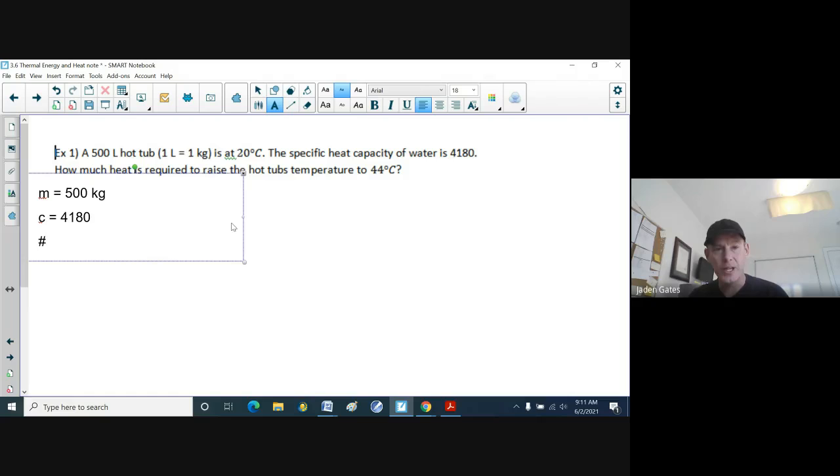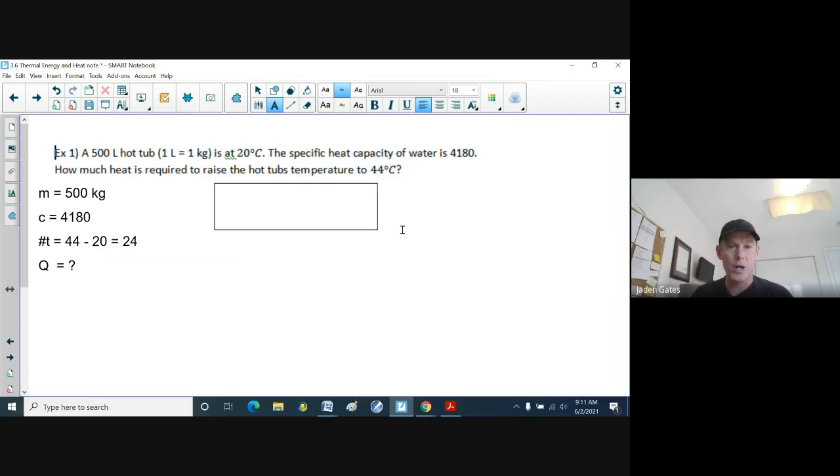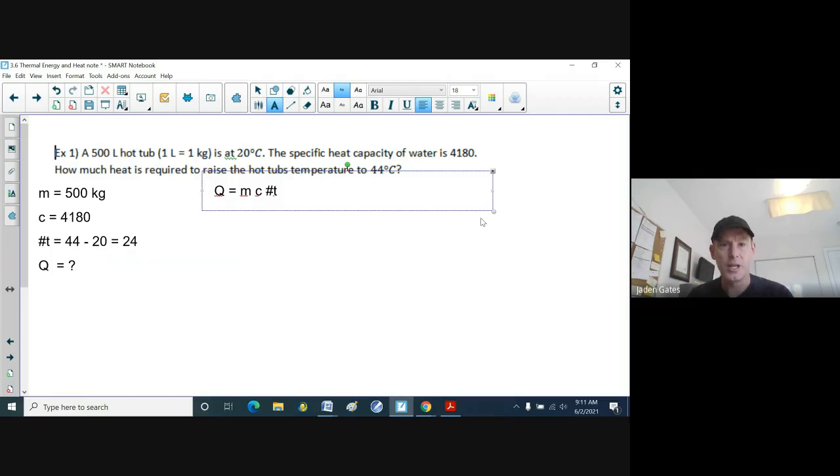We are looking at how much heat is required to raise the temperature to 44 degrees. So our delta T is the change in the temperature. It ends at 44 and starts at 20, so I'm going to take 44 minus 20, and the temperature has gone up 24 degrees. What we're looking for is how much heat we need. So I'm going to write down my formula: Q is equal to M times C times delta T.